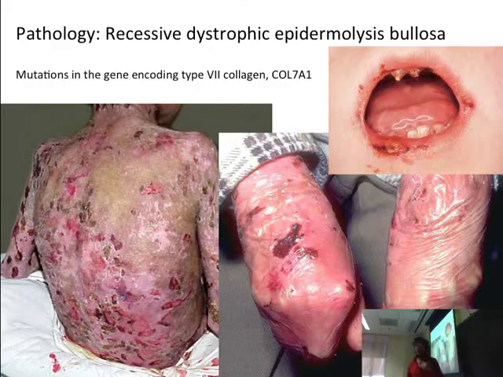And it gets worse. Collagen 7 is found throughout your whole GI tract. These people have to be on soft food diets their entire life. They're prone to corneal abrasions.